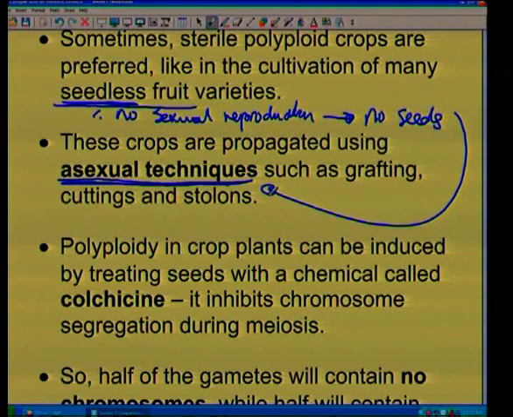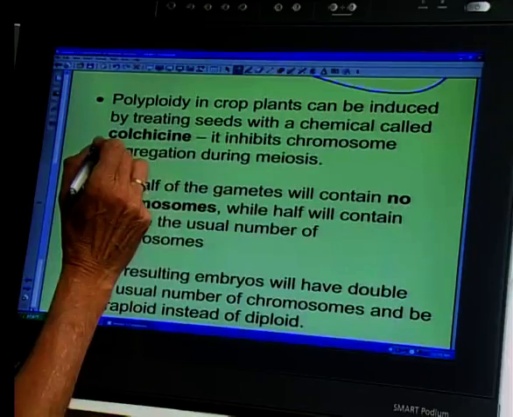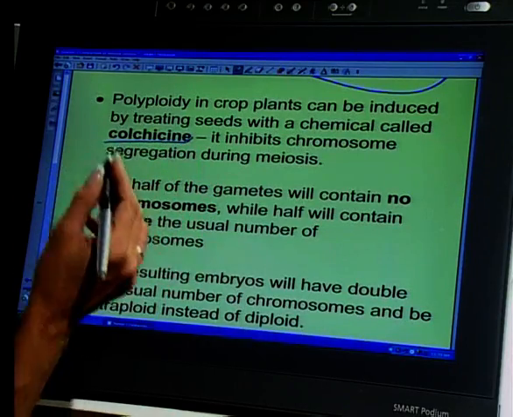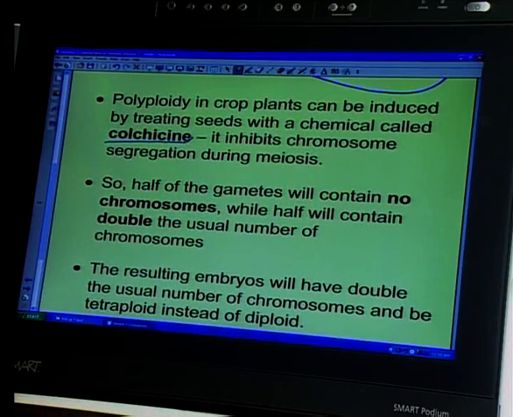Polyploidy in crops can be induced by treating seeds with a chemical. Now, this chemical is actually very special. It's called colchicine. And colchicine inhibits the chromosomes segregating during meiosis. So what do we end up with? Now they've got to move to a pole. So during metaphase, you've got all the chromosomes lined up at the equator, and this colchicine stops them from separating out so that they move to opposite poles. So we end up with all of them moving to one pole, either the bottom or the top pole.